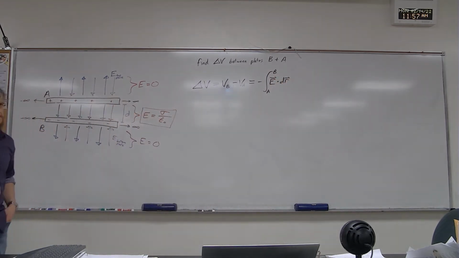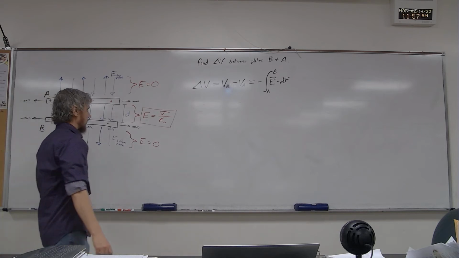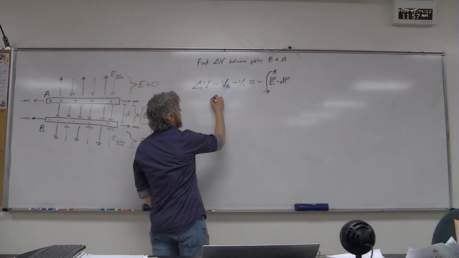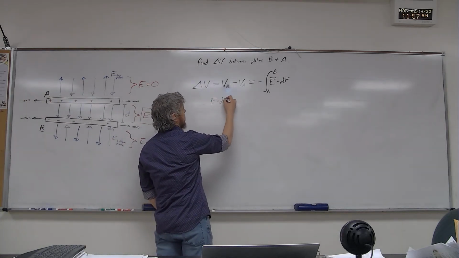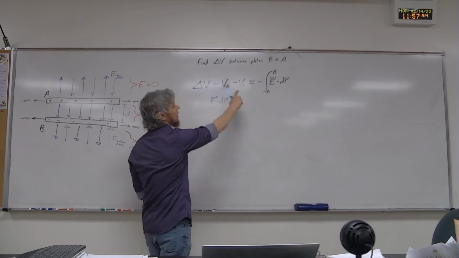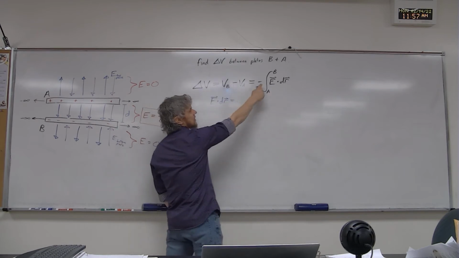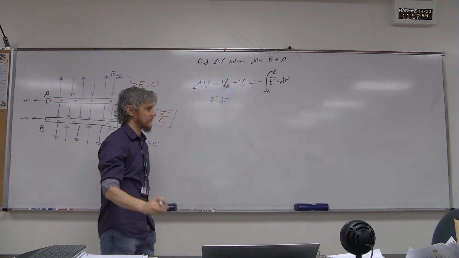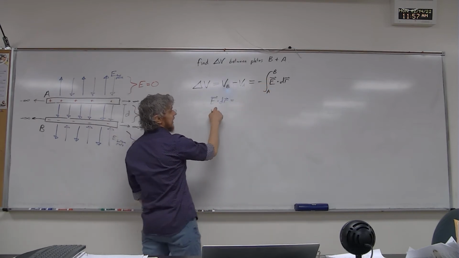Right? Right, Jacob? You live? Yeah, just checking. All right, real quick. E dot dr. What's that all about? That's just the definition, right? That's what is on the formula sheet. Delta V equals negative integral of E dot dr. Take a look on the formula sheet. That's what you have.